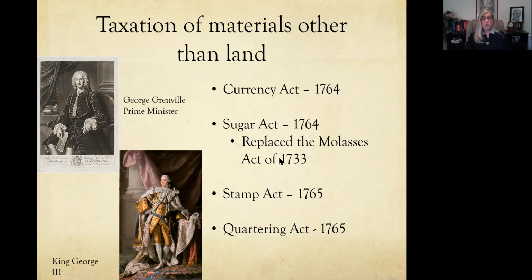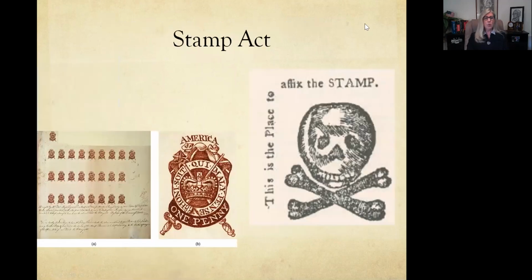If you're importing sugar, you're importing a product. That doesn't seem terribly unreasonable to be taxed. Requiring that the currency not be individual paper money from all of the different colonies doesn't seem terribly unreasonable. Sure, they're not happy about it, but it doesn't cross the line of being outrageous. What becomes outrageous is the Stamp Act, okay? This is the one that really sends them over the edge.